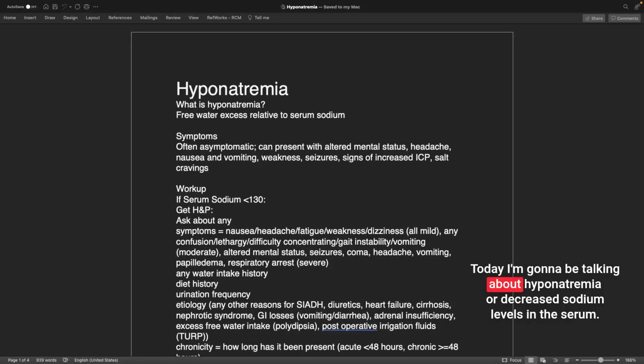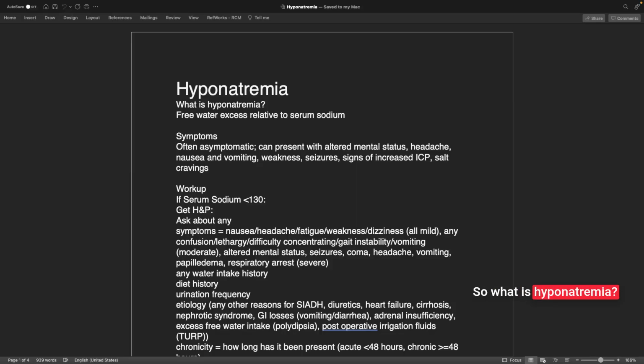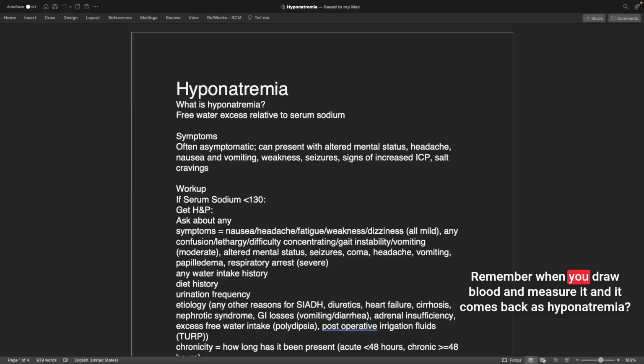Today I'm going to be talking about hyponatremia, or decreased sodium levels in the serum. So what is hyponatremia? This is free water excess relative to serum sodium. Remember, when you draw blood and measure it and it comes back as hyponatremia, what does that mean? That means that there's decreased sodium in the intravascular space.